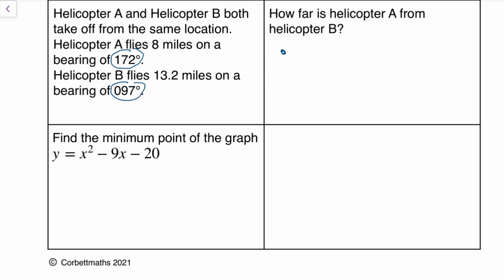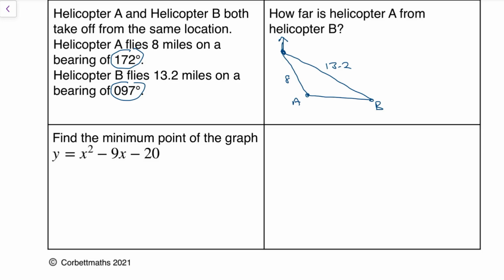So actually, if I do my starting point here, I can then say that A, again, I don't need to be precise here, is 172 for 8 miles, and B is 97, which is a bit below horizontal, and that's for 13 miles. So it's going to look something like this, isn't it? And that's 13.2 miles. And then I'm going to need this distance here. How far is helicopter A from B? Well, that's A and that's B.